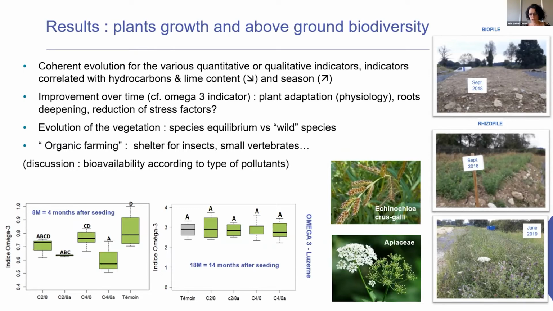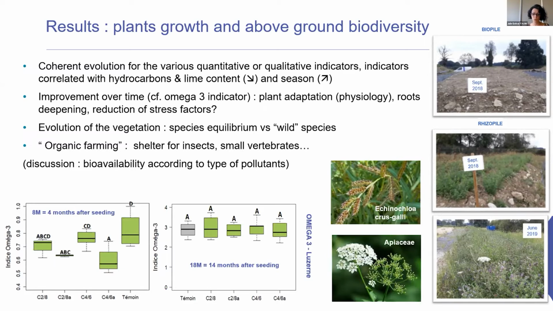So I wanted to present one indicator in particular, which is the omega-3. It's a stress indicator for plants. The higher the indicator is, the better the plant lives in its environment, and the lesser it is, the more stressed the plant is. So you can see at the beginning of the trial, on the left-hand side of the slide, that the control plot, which is on the right of the graph, is significantly higher than the other piles, that are all phytopiles.